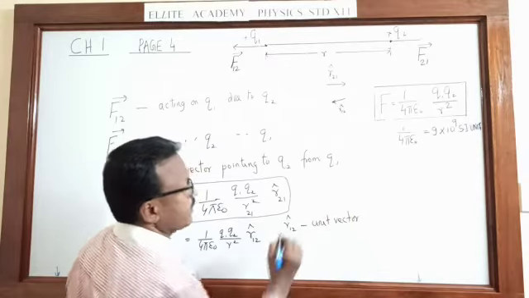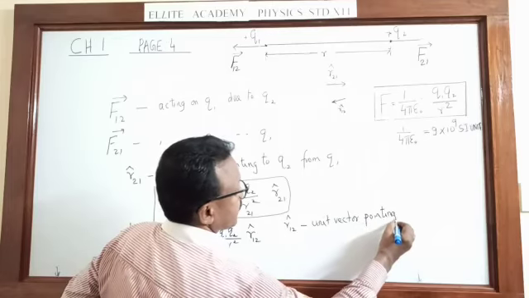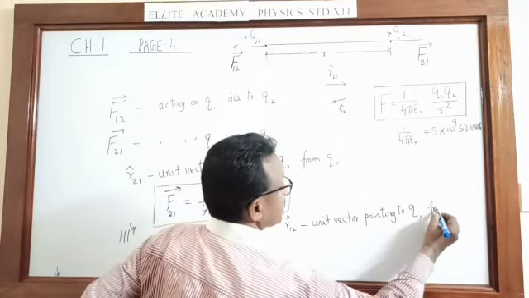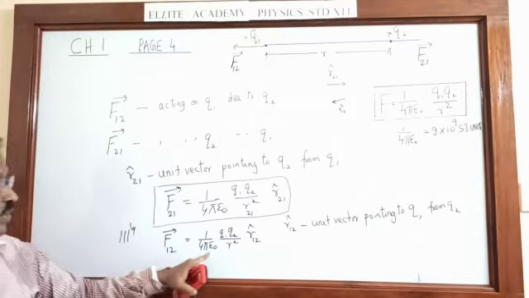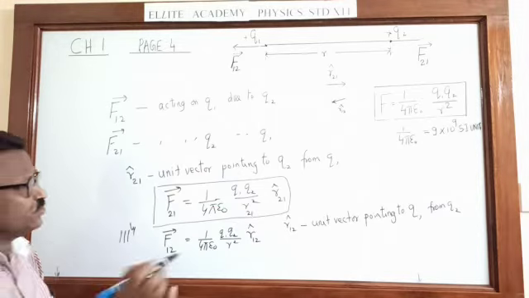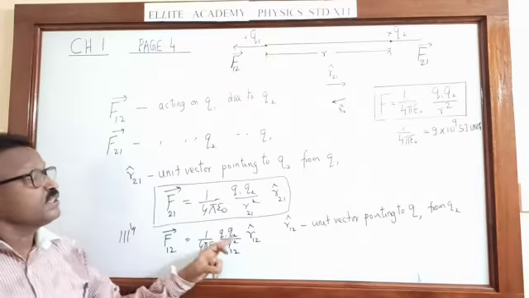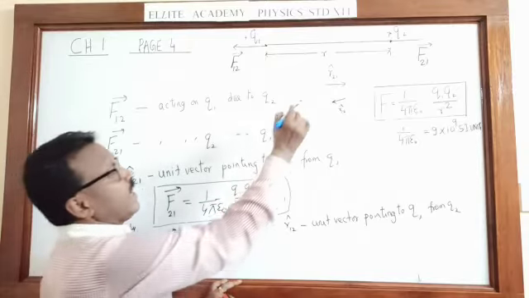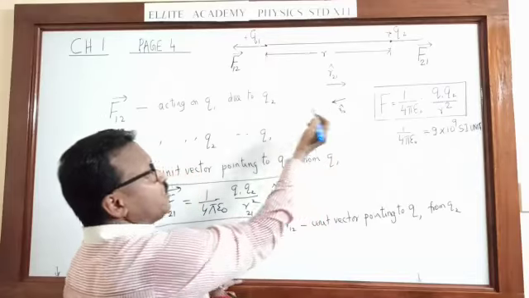What is the direction? Pointing to Q1 from Q2. So the F12 vector will be 1 upon 4 pi epsilon 0 Q1 Q2 upon R square into R12. Just to avoid confusion, this also I write R12. When I compare the two, R21 cap is a unit vector to the right, R12 cap is a unit vector to the left.